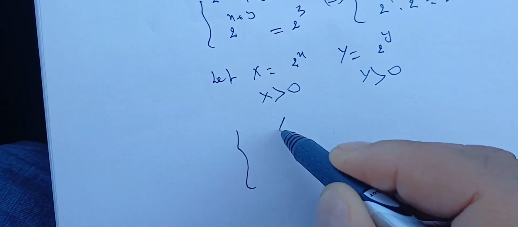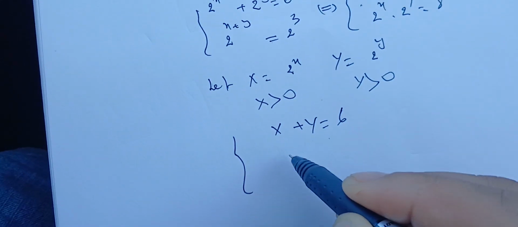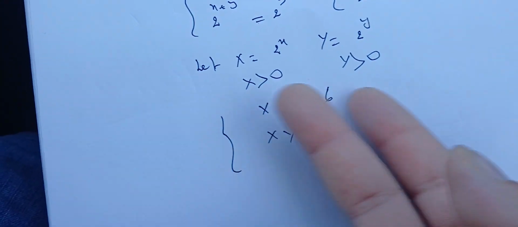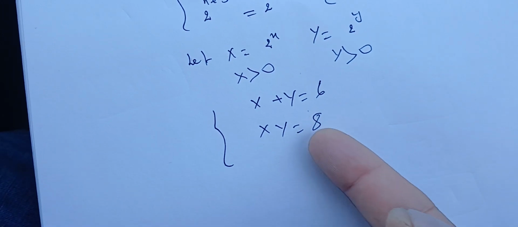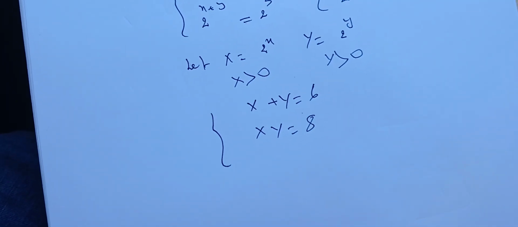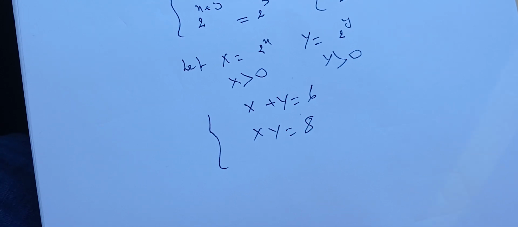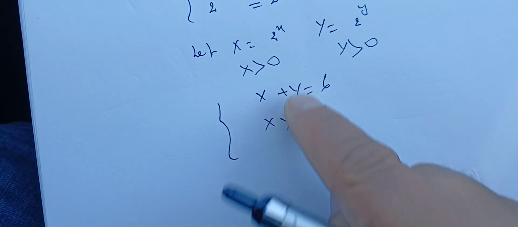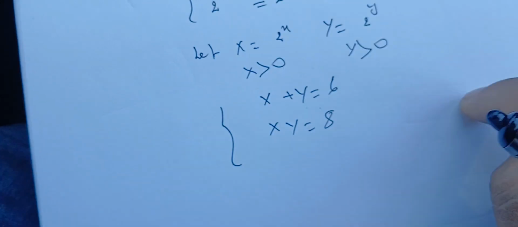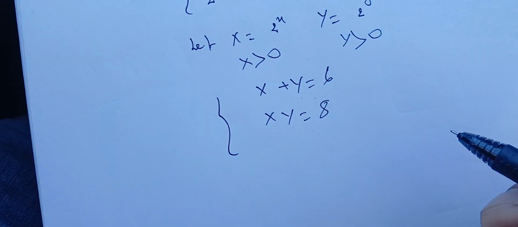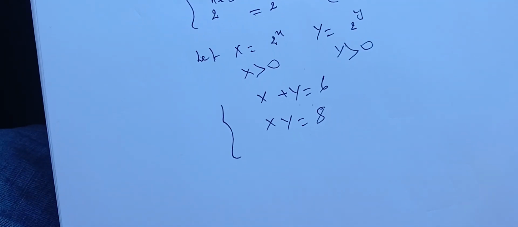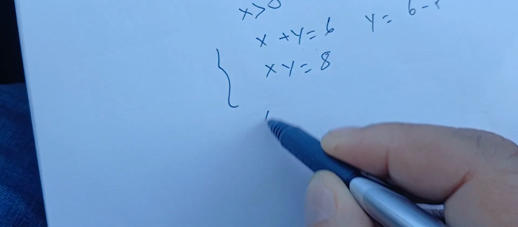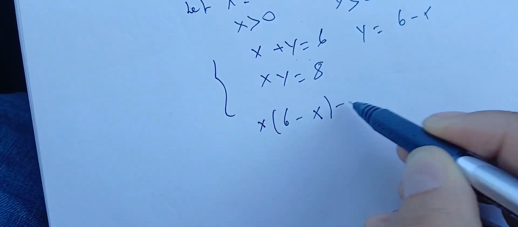Doing so, we get X plus Y equals 6 and X times Y is 8. So we know the sum of two numbers is 6 and their product is 8. We can solve for one and plug it into the next one and solve. That's the generic way of doing that. So let's solve for Y and plug it into the second equation. We have Y is 6 minus X. So in the second equation we have X times (6 minus X) equals 8.